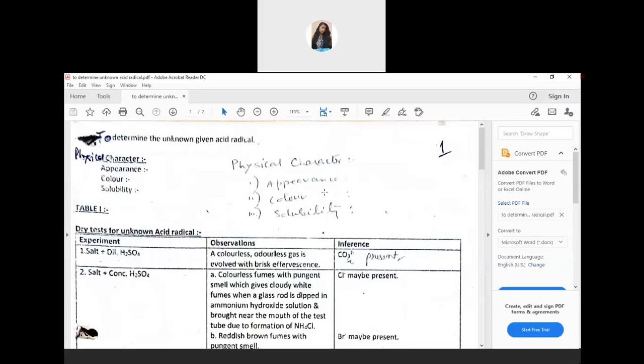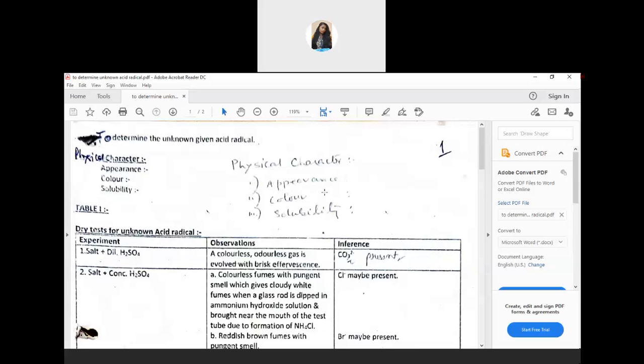First you have to know the physical character of the salt. Physical character means first the appearance, crystalline or amorphous. Then you have to check the color. Then you have to check the solubility, which you already know how to do. After that, to determine the unknown acid radical, you have to do the dry test and the wet test.